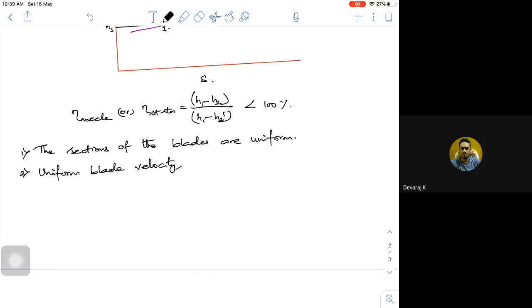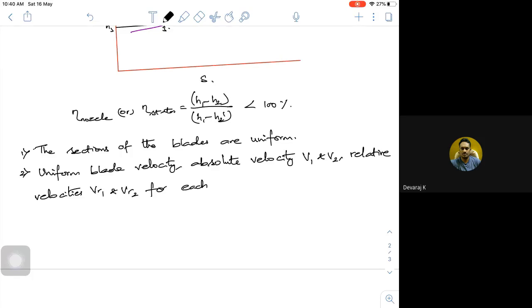First, the absolute velocity: at the inlet it is V1 and at the exit it is V2, and the relative velocities are VR1 and VR2 for each pair of blades, or for a stage. This is what is going to happen.